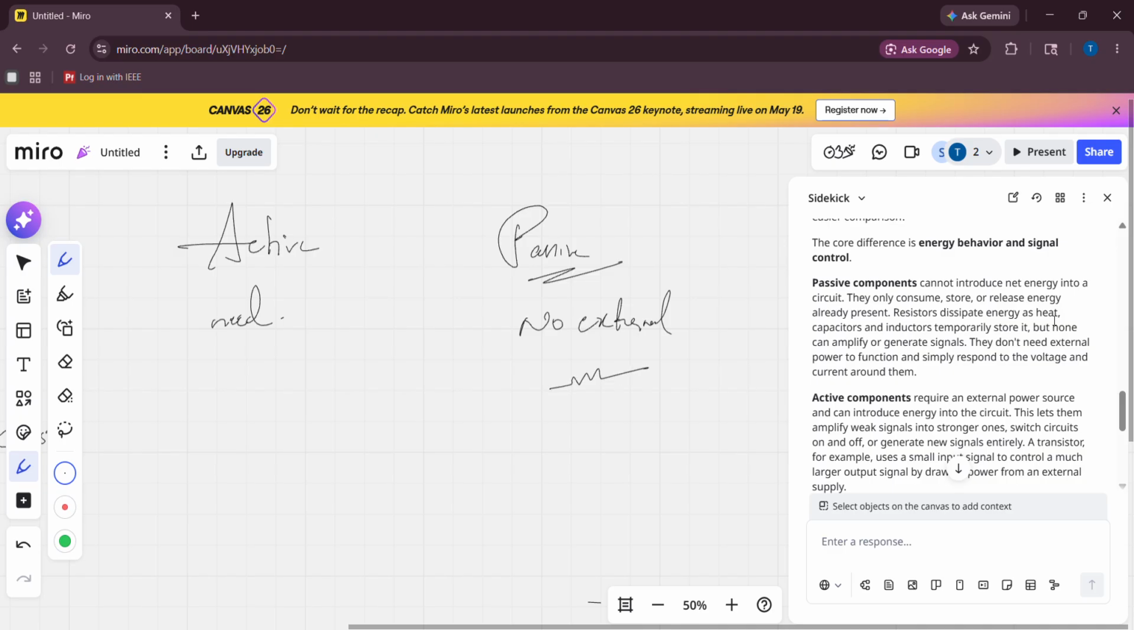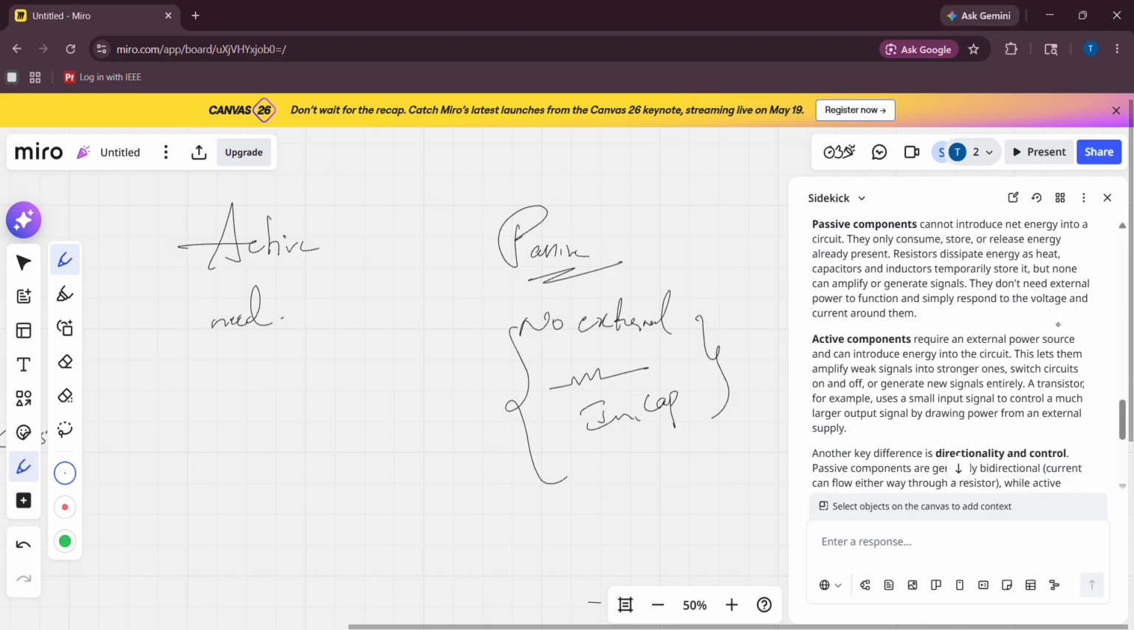A resistor dissipates the energy, meaning it opposes the flow of current, and inductors and capacitors store the energy in different forms. But no passive component can amplify or generate new types of signals. They don't need external power to function and simply respond to the voltage and current around them. They can only respond to the energy which is present in the circuit.